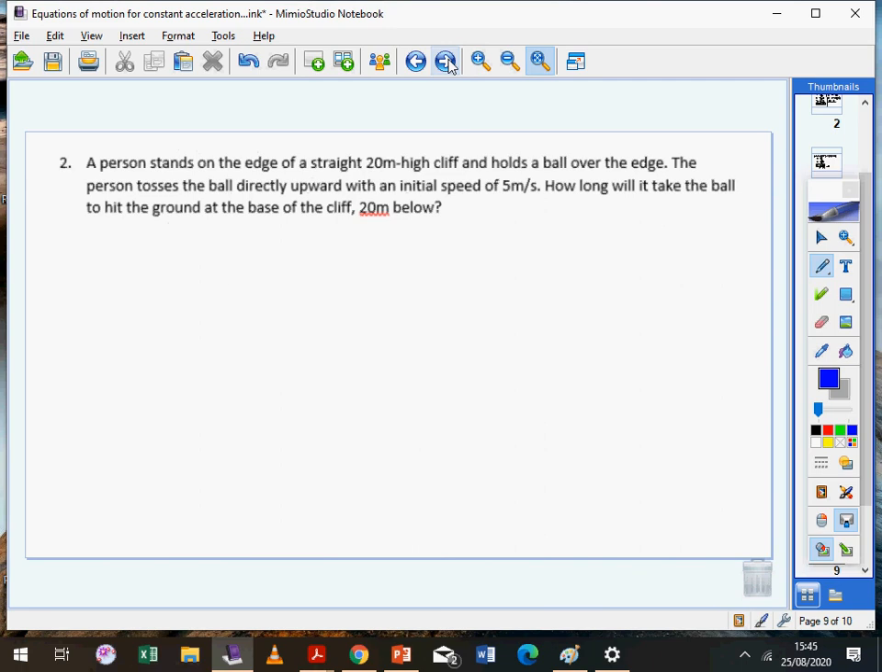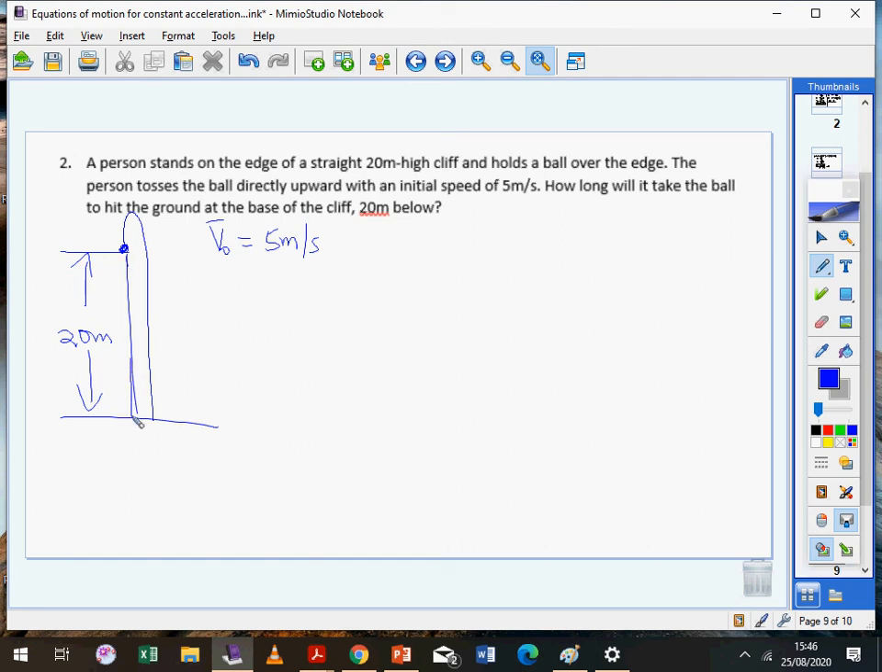Next one, a person stands at the edge of a straight cliff 20 meters high. This is 20 meters. Hold the ball over the edge. The person tosses the ball directly upwards. They're standing here. They toss the ball upwards. The ball is going to come back down at an initial speed of 5 meters per second. So initial speed is 5 meters per second. And how long will it take the ball to hit the ground at the base of the cliff 20 meters below?